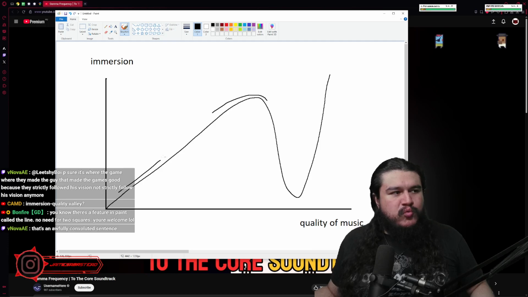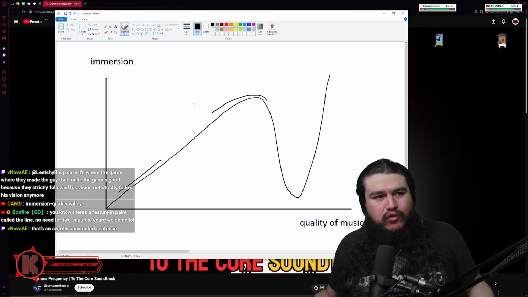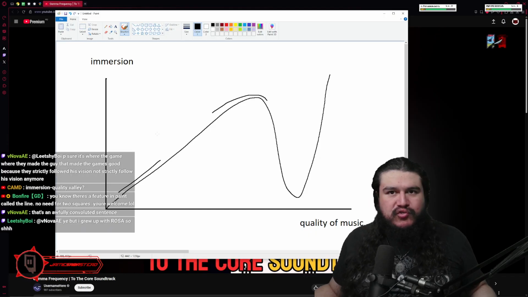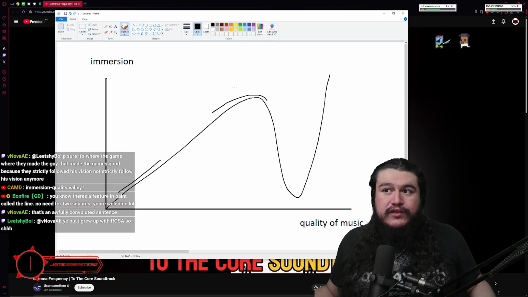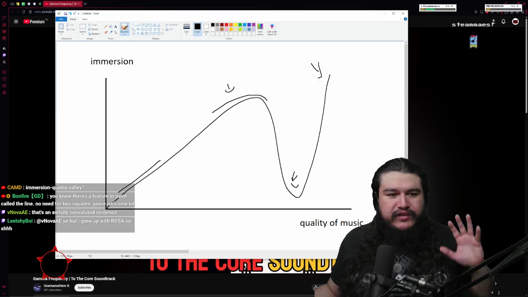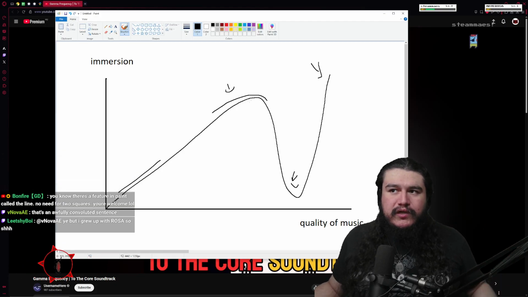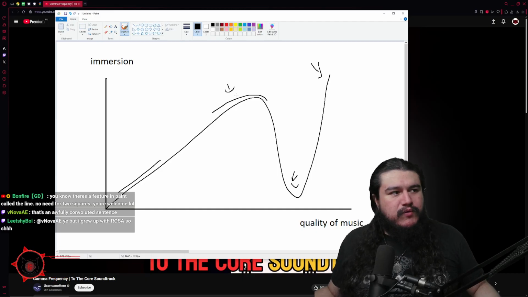This is where you don't want to be, where your music is so bad that it distracts the player, or the audio is so bad that it distracts the player and the player has to go and mute it. This up here you want to be. This area you want to be. This right here is the ideal. And you don't need much more than that.